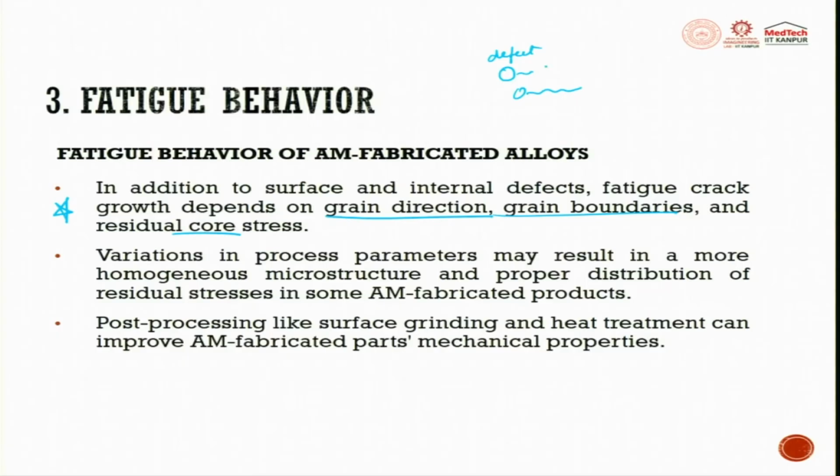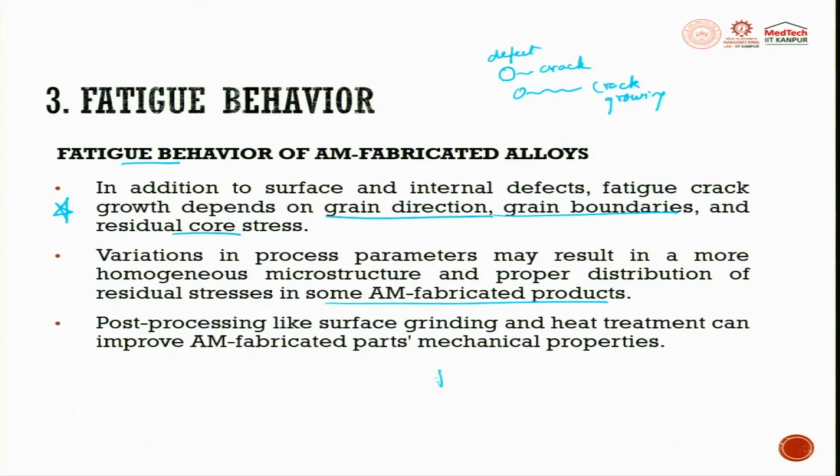Defect, crack growing. It is also because of grain direction, grain boundaries and residual stresses. These things also influence the crack propagation and reduce the fatigue behavior of additive manufactured samples. Variation in process parameters may result in a more homogeneous microstructure and proper distribution of residual stresses in some additive manufactured products.